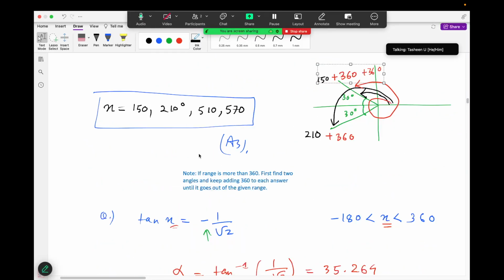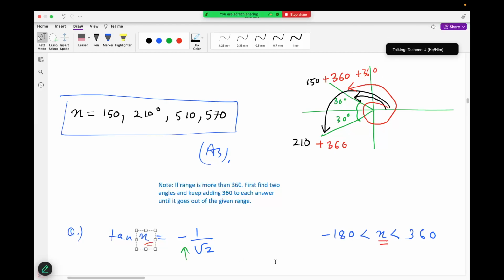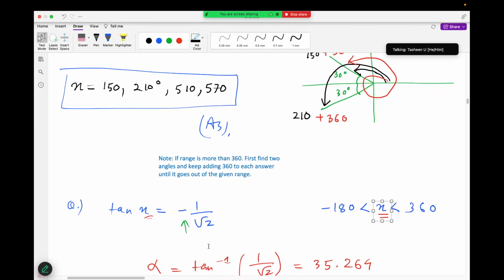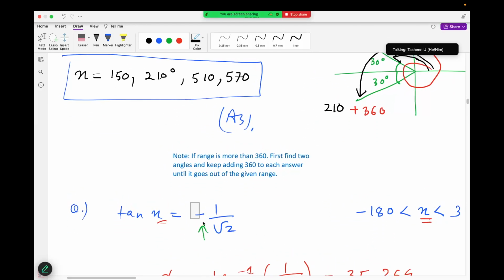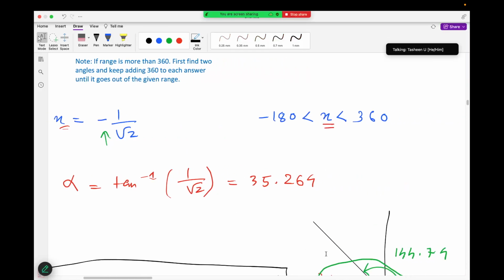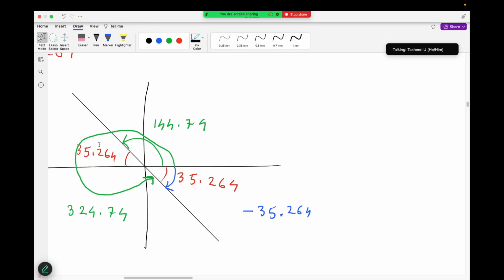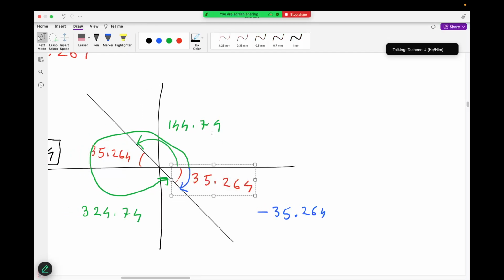Now let's say we have tan x equals negative 1 by root 2. Step 1, do you have the permission to take inverse? We do. Tan inverse only positive, ignore the negative, 1 by root 2, which is 35 point something. Where is tan negative? In the second and fourth quadrant. So take the basic angle, and now find theta. The first angle is 144 point something, and the second angle is 360 minus that, which is 324 point something.